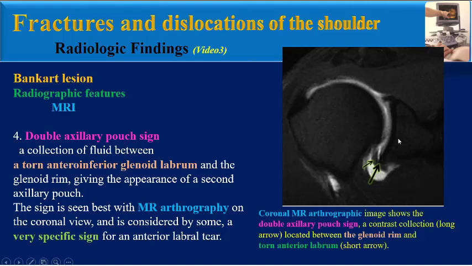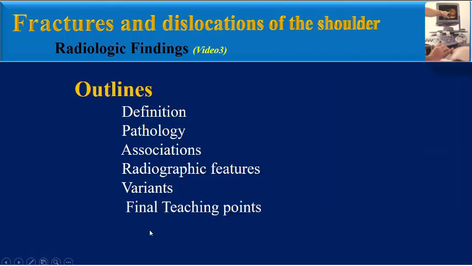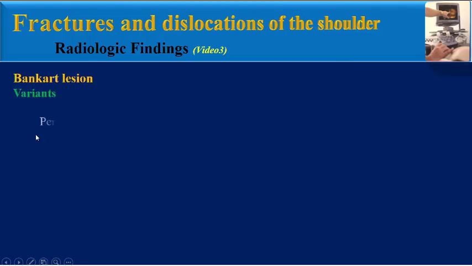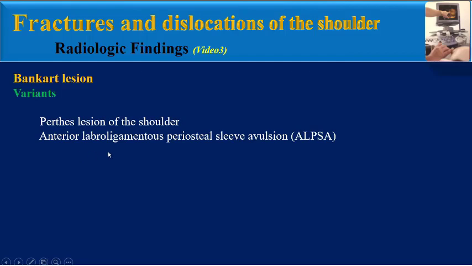As we can see in this coronal MR arthrographic image, double axillary pouch sign, a contrast collection located between the glenoid ring and torn anterior labrum. Now, what are the variants of Bankart lesion? The first one is Perthes lesion of the shoulder. The second, anterior labral ligamentous periosteal sleeve avulsion or ALPSA, and glenolabral articular disruption or GLAD lesion.